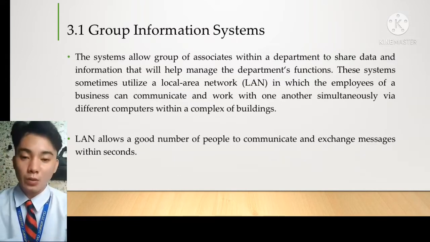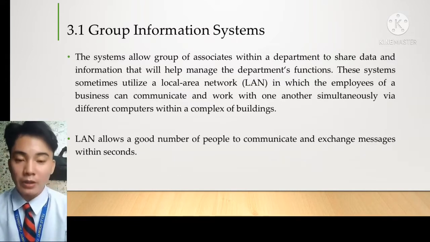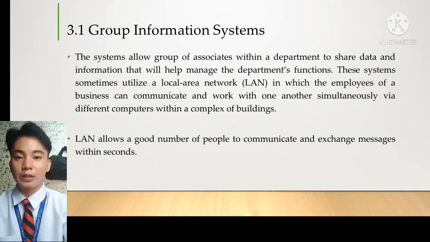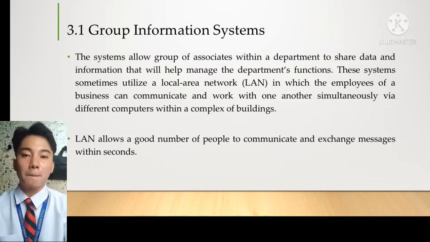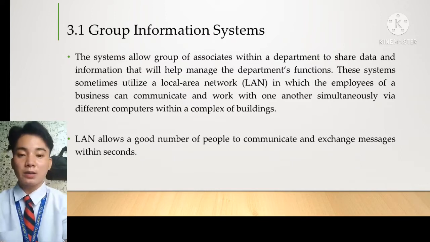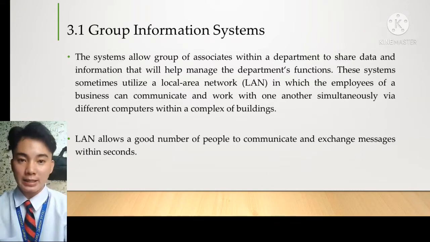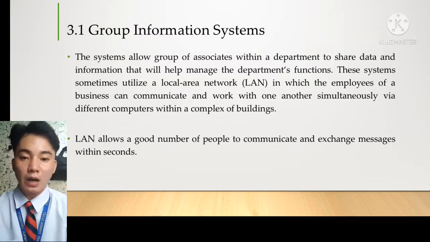So now that we all know about group information system, let's talk about local area network. A local area network is a computer network that connects computers within a limited area, such as a home, office building, or hotel, just one establishment. So that is LAN. It is only limited within the vicinity of a certain establishment, so that's what we call LAN.